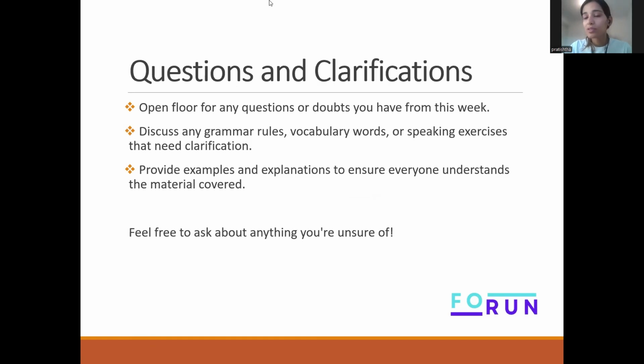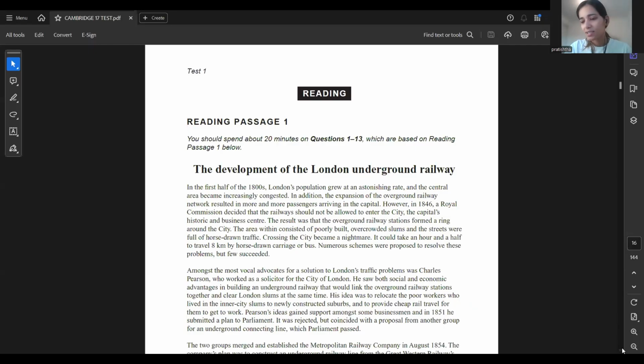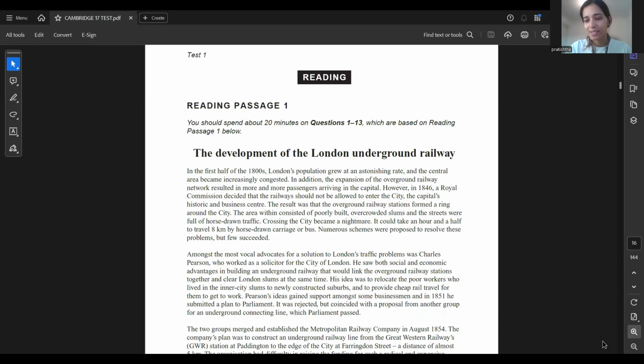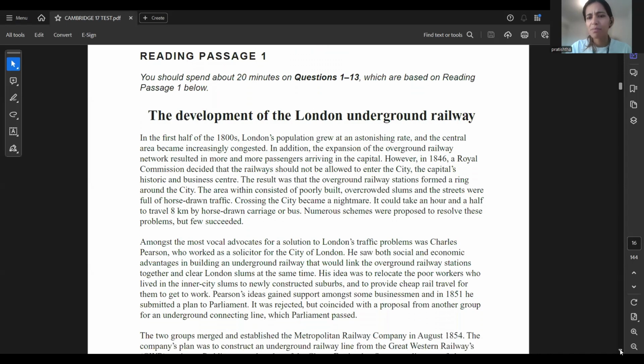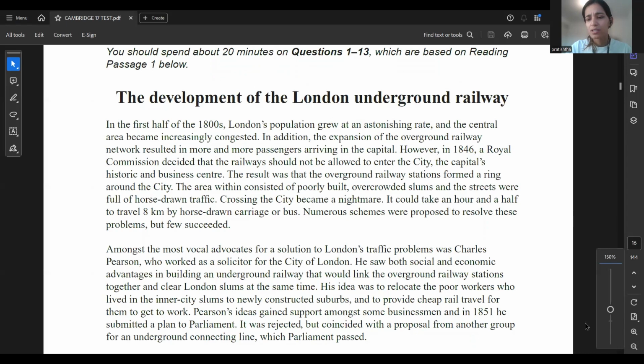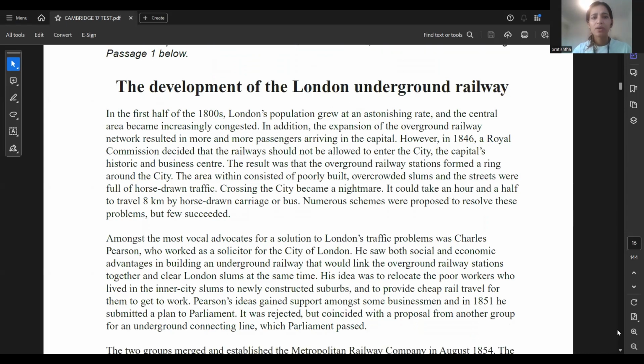Before I open the floor for any questions, I would like to go ahead and do a little bit of reading test, right? It's not a test. It's just that I want to read a little bit, right? So let us see what we have here. So this is a small passage, and this will help us review everything that we have done before. In this small passage, it's about the development of London Underground Railway. So again, this passage is going to be about the Underground Railway of London, right? So London Underground Railway System. That is the main idea behind it, right? So let me see.